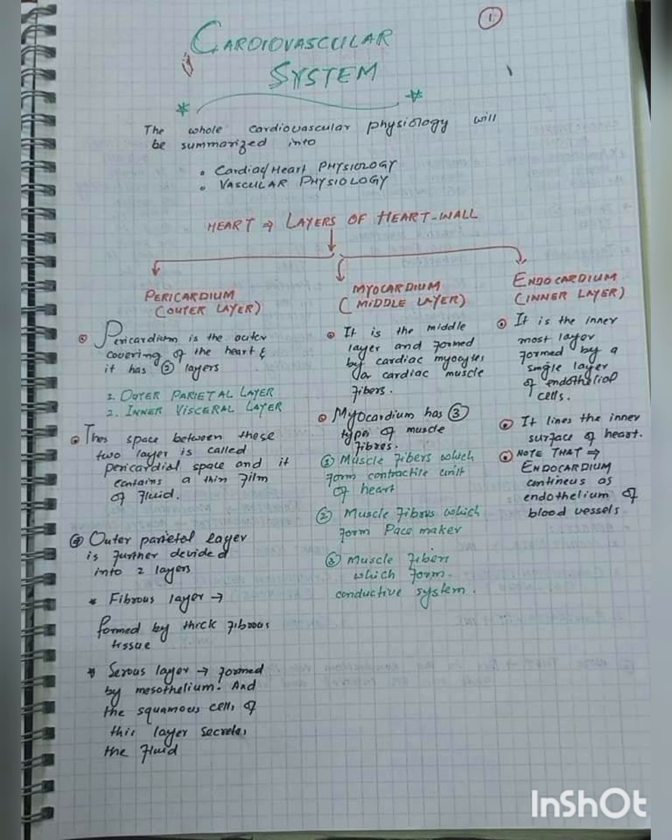Myocardium has three types of muscle fibers: muscle fibers which form the contractile unit of the heart, muscle fibers which form the pacemaker, and muscle fibers which form the conductive system. Now endocardium, the inner layer. It is the innermost layer, formed by a single layer of endothelial cells. It lines the inner surface of the heart.